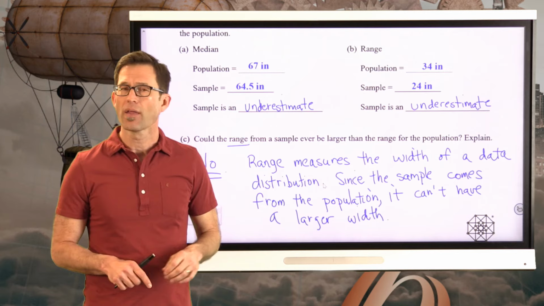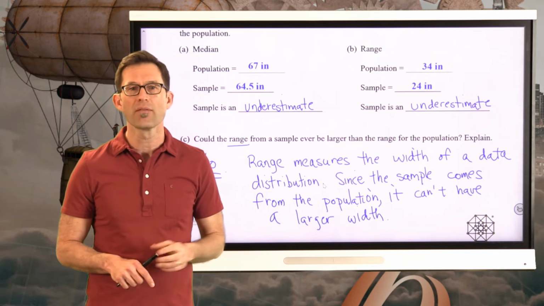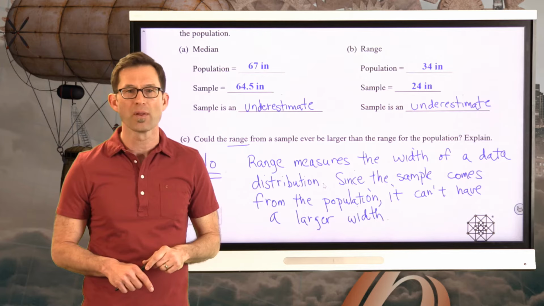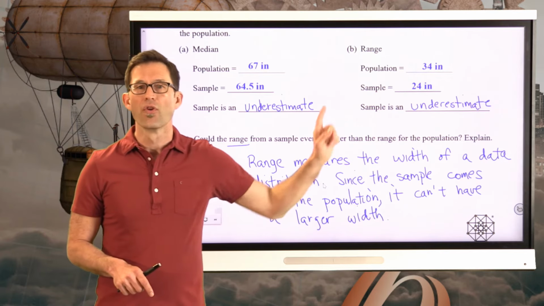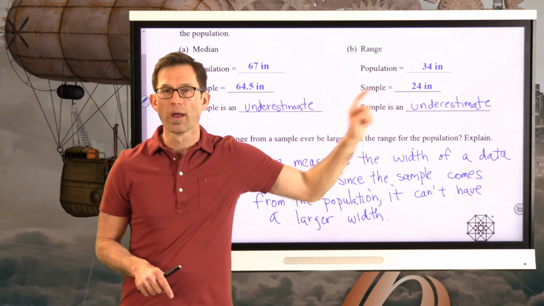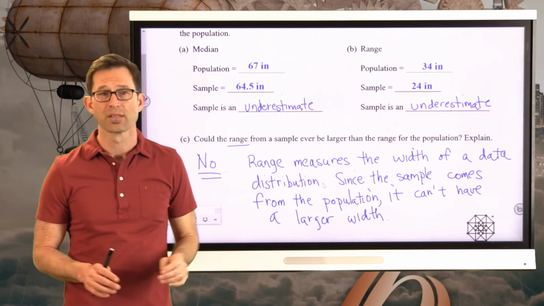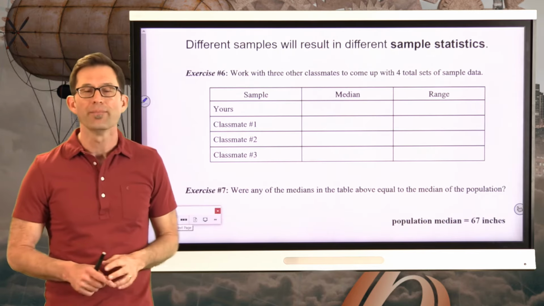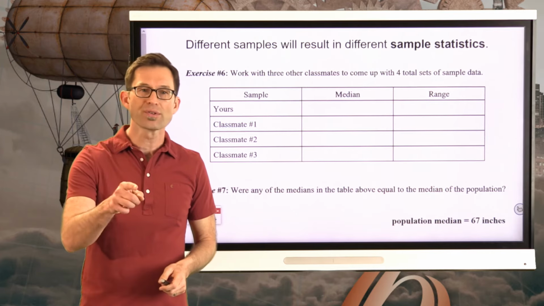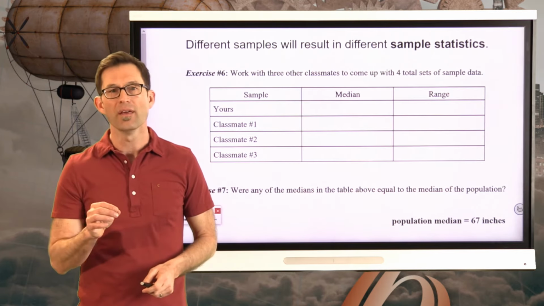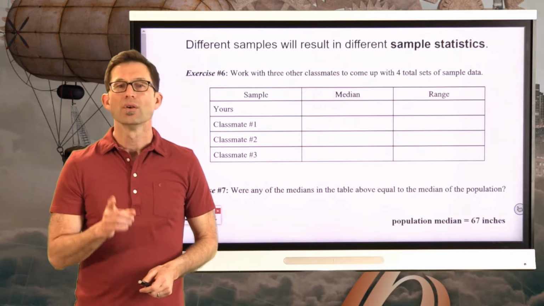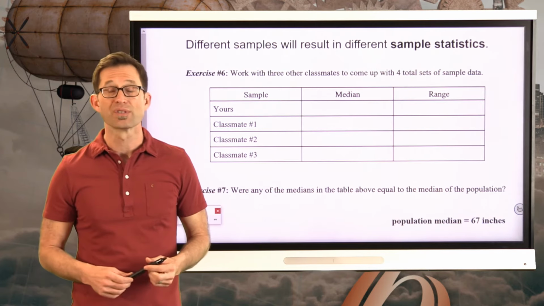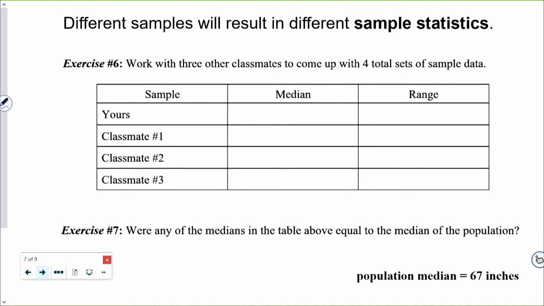Now the median of the sample could be higher than the median of the population or lower than the median of the population, but one thing I know for certain, the range of the population must be greater than the range of the sample. It just has to be. So what do we really want to do now? The plain fact is, your sample probably had a different median and range than my sample did. So let's take a look at what I'd like you to do in exercise number 6, if you even can. Work with 3 other classmates to come up with 4 total sets of sample data.